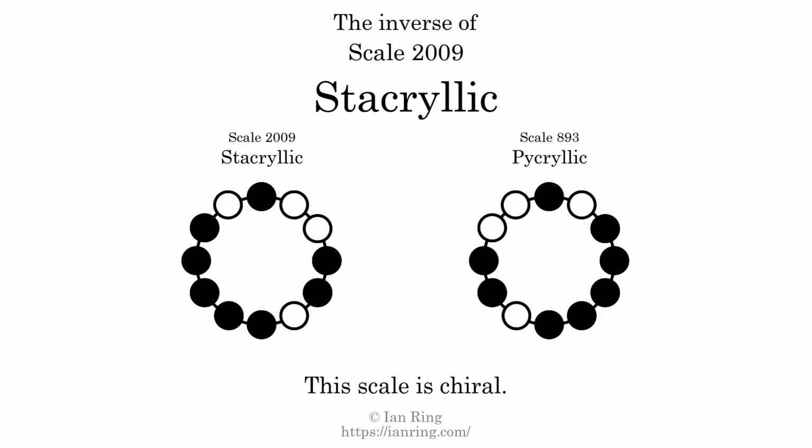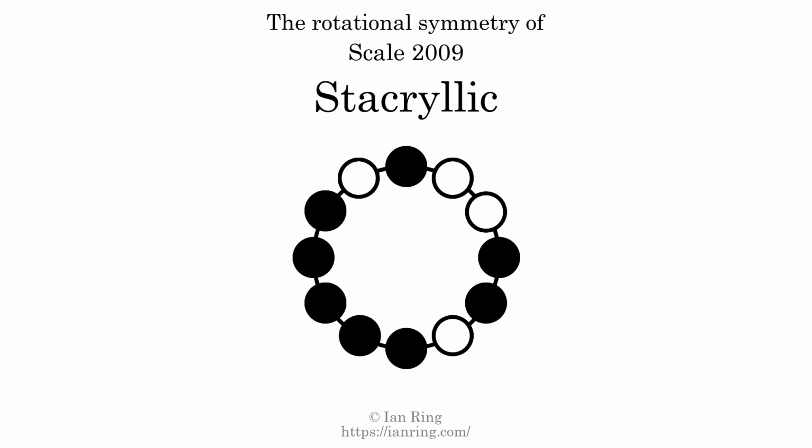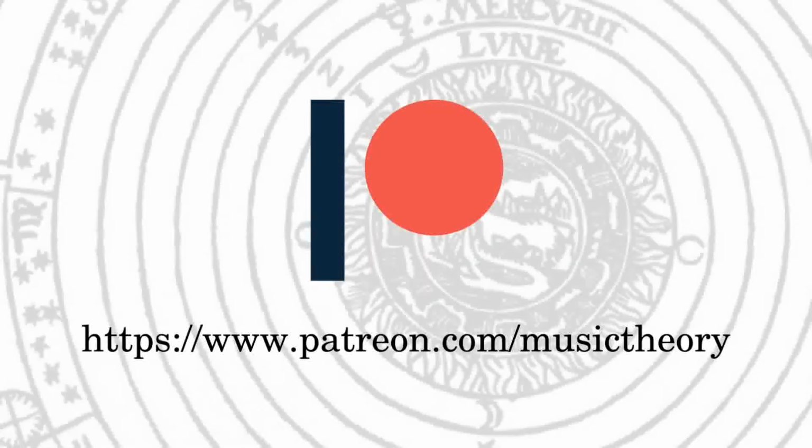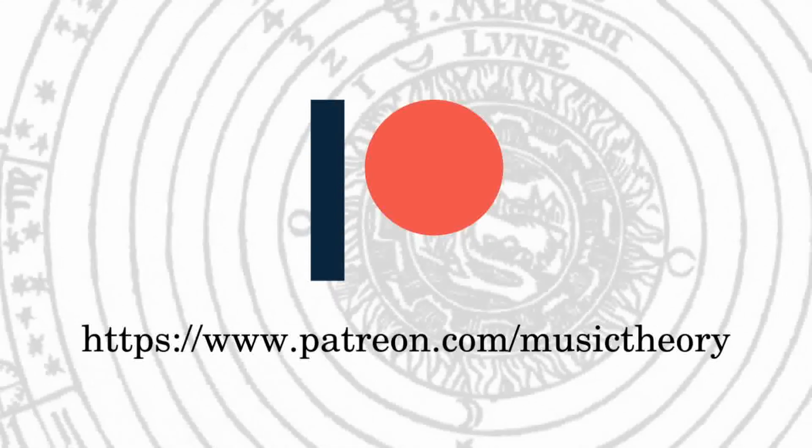The inverse of a scale is a mirror image. It is what you get when the sequence of intervals is reversed. The inverse of this scale is scale 893, also known as Stacryllic. This scale is chiral. It cannot transform into its inverse by rotational transformation. This scale has no rotational symmetry. For even more detail about this scale, visit ianring.com/musictheory/scales/2009.